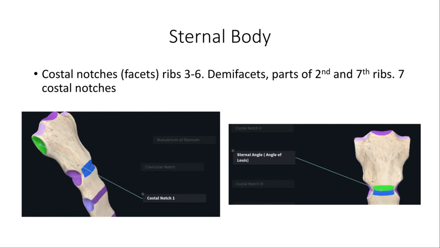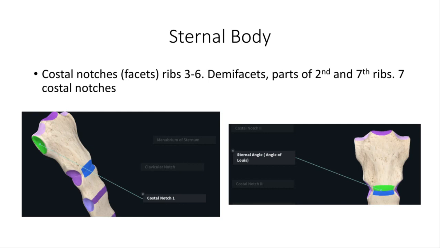The sternal body also has costal notches, and they articulate with ribs 3 to 6, and it has demifacets which articulate with parts of the second and seventh ribs. Altogether, on the sternum there are 7 costal notches, labelled from 1 through 7, with number 1 being the most superior and number 7 being the most inferior.